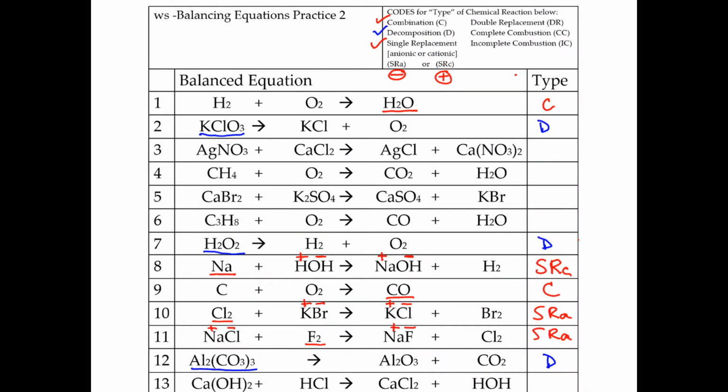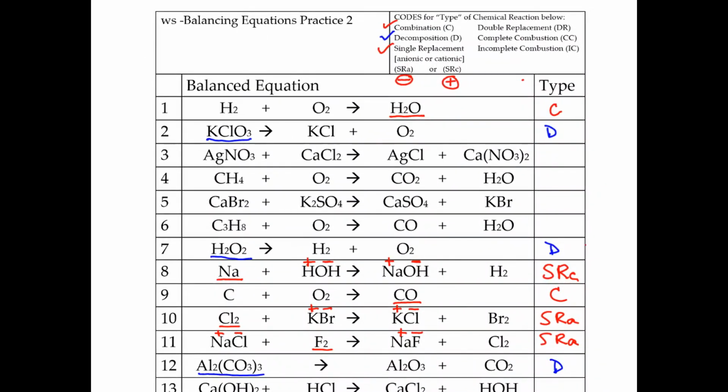Now we move on to double replacement. Double replacement means you have a plus and a minus and a plus and a minus, and they switch spots. So look at number 3. Number 3 has a plus and a minus and a plus 2 and a minus 1. And look at what happens from left to right. The Ag used to be with nitrate, and now it goes with the chloride. And the calcium used to be with the chloride, now it goes with the nitrate.